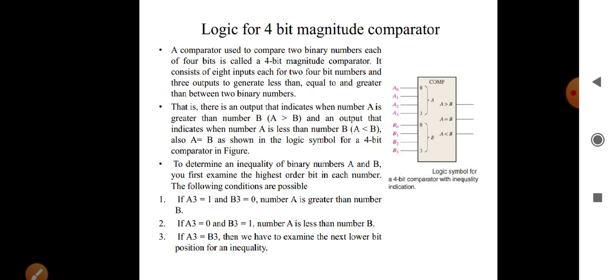So I hope you understood. Next we see about the 4-bit logic for the 4-bit magnitude comparator.